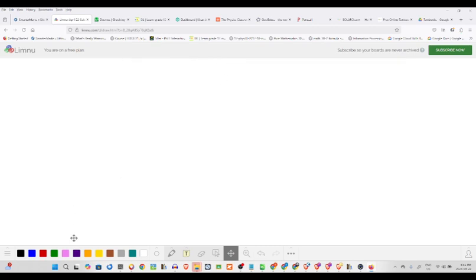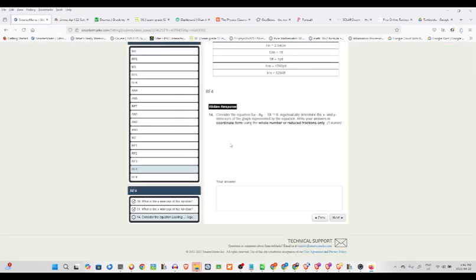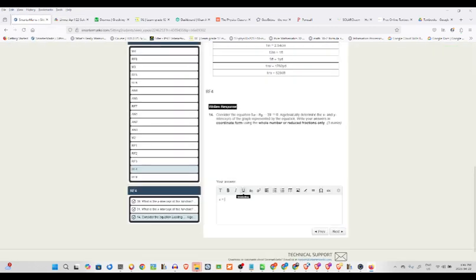Okay. So if we have 5x minus 8y minus 19 equals 0, to find the x-intercept, we let y equal 0. That's 5x minus 19 is 0. 5x is 19. x is 19 over 5. So that's our x-intercept.